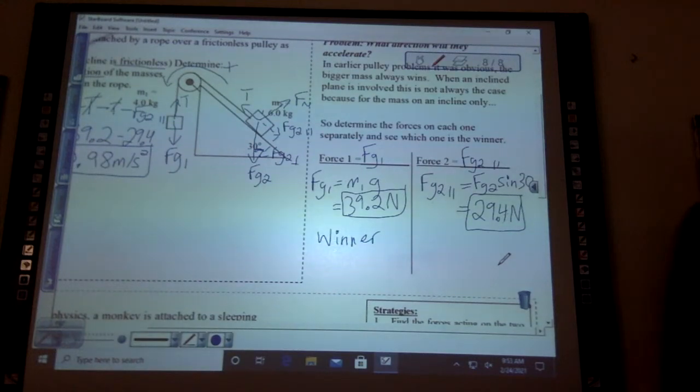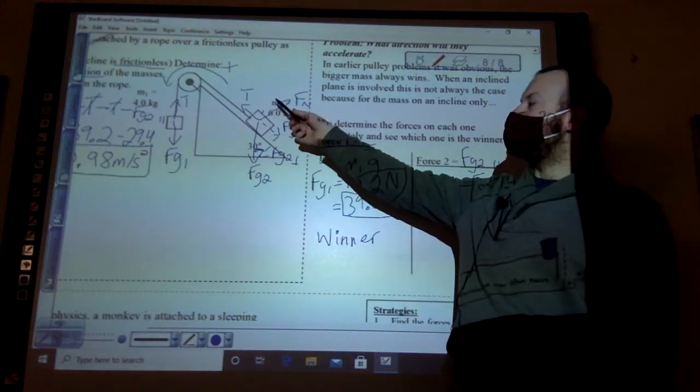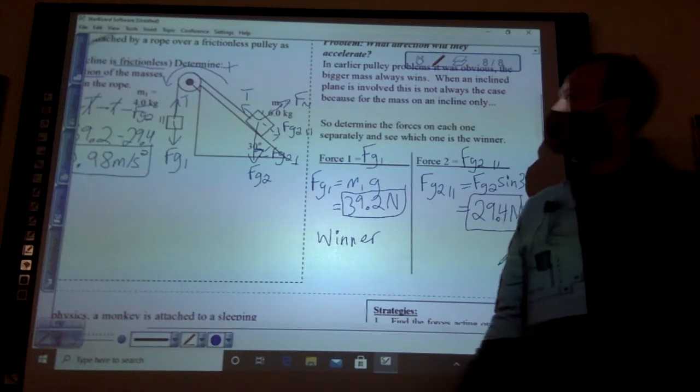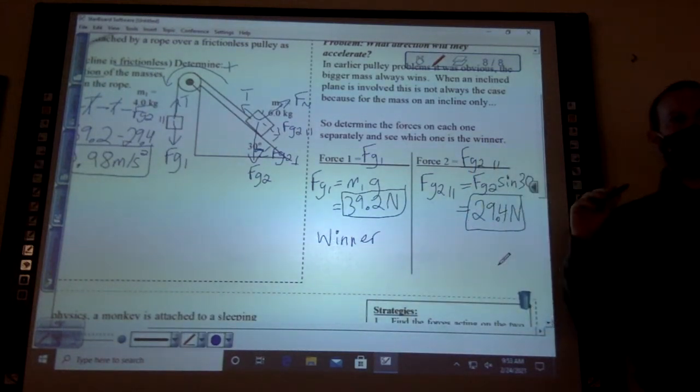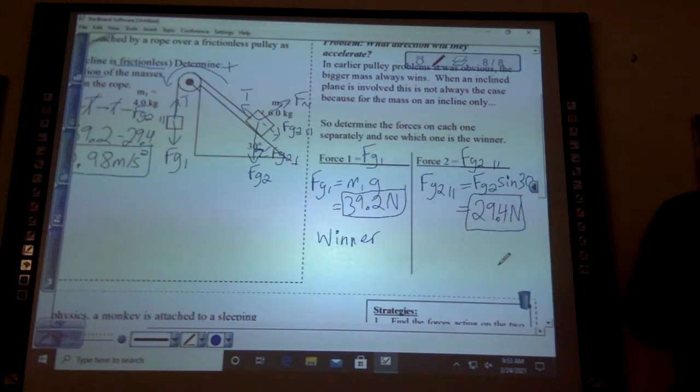If this mass was 10, when you did this, it would become bigger and it would go down the incline. So what is actually parallel when equal to FG1, but it's not. Forces are balanced, so no acceleration.